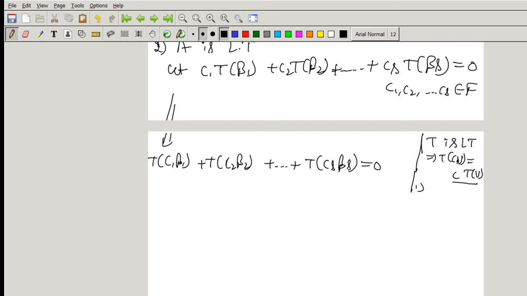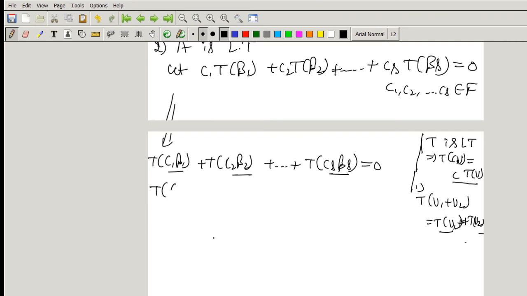In fact, T is a linear transformation. T of V1 plus V2 is equal to T of V1 plus T of V2. And this is again a vector. T of V1 plus T of V2 plus so on up to T of Vn can be written as T of V1 plus V2 plus so on up to Vn.